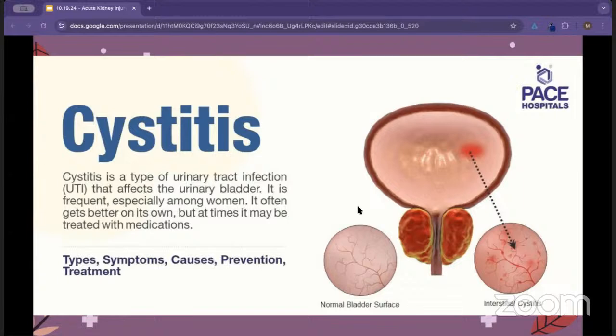You would also see a positive leukocyte esterase, which is an enzyme found in WBCs that indicates pyuria. Pyuria means pus in the urine. You would also have positive nitrates. That suggests the presence of bacteria capable of converting nitrates to nitrites, like E. coli, for example.